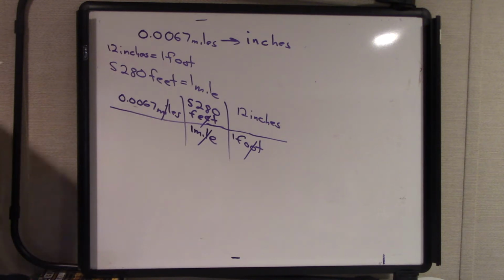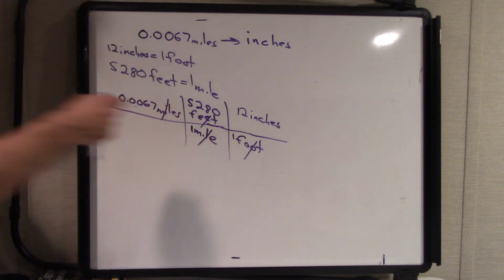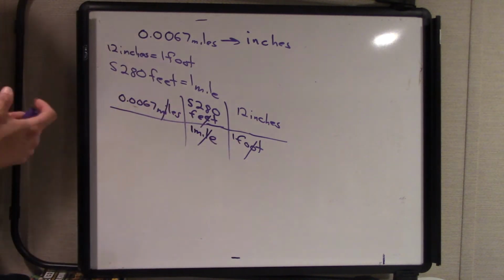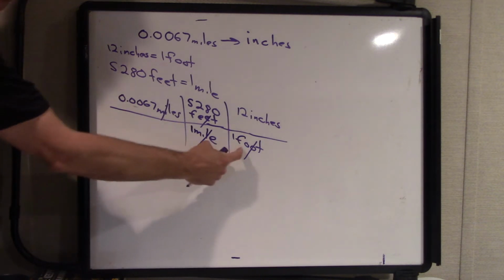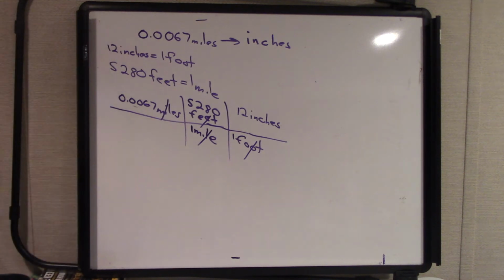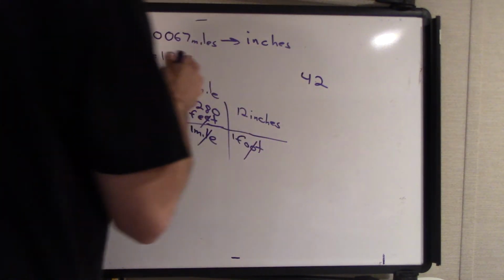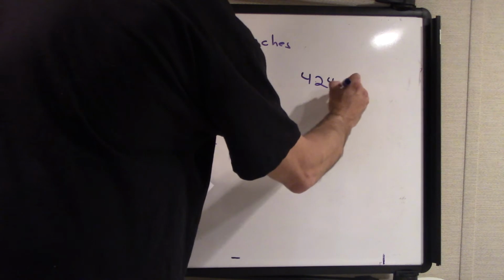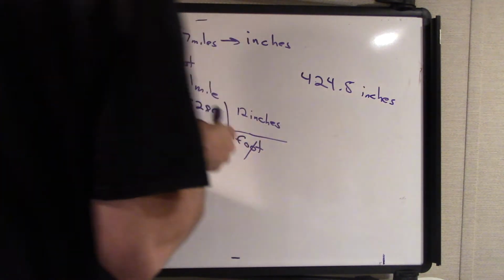So what you're going to end up doing is multiplying across the top. Then anything you have in the denominator, you divide by. Here it's just 1, so that's not going to change anything. But if you had numbers down here, you would just divide by that number in order to actually calculate this through. So when you do this, you would get 424.5 inches.